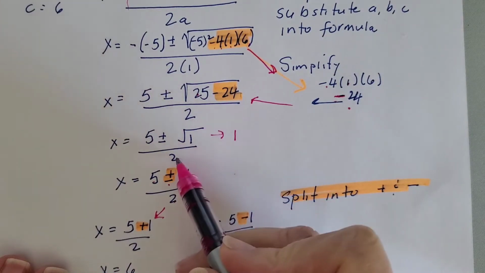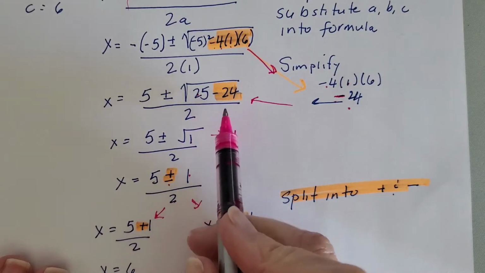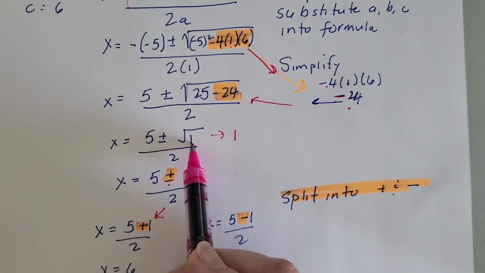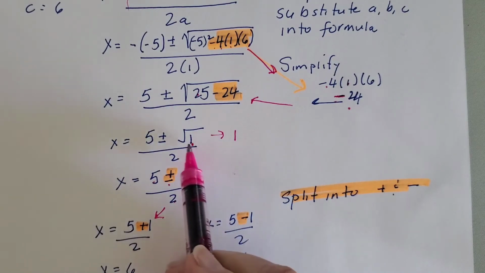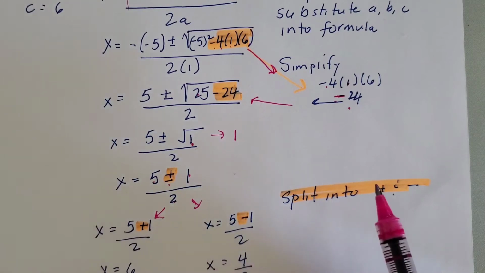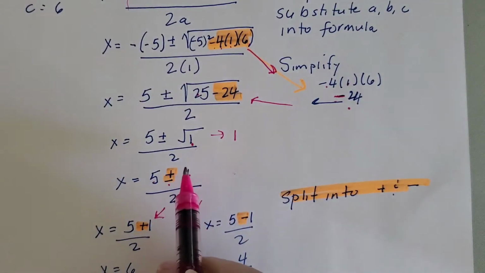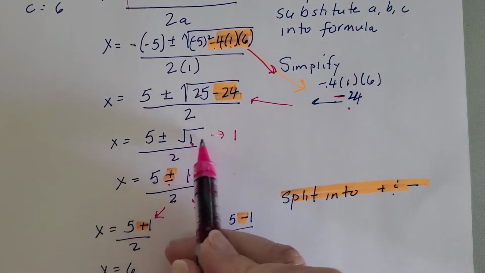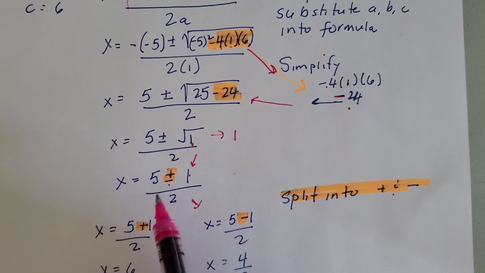Our next step is we can simplify what's in the radical sign. 25 minus 24 is just 1, okay? And then the square root of 1 is 1. Use your calculator if you need to figure out the square root. We'll always write it as either a natural number or a decimal, never a fraction. 1 times 1 equals 1, so 1 is a perfect square.